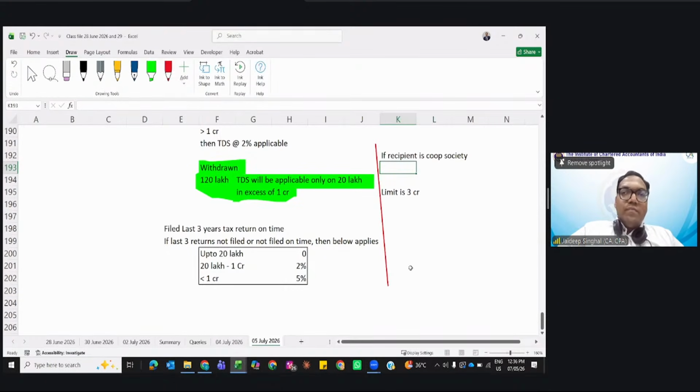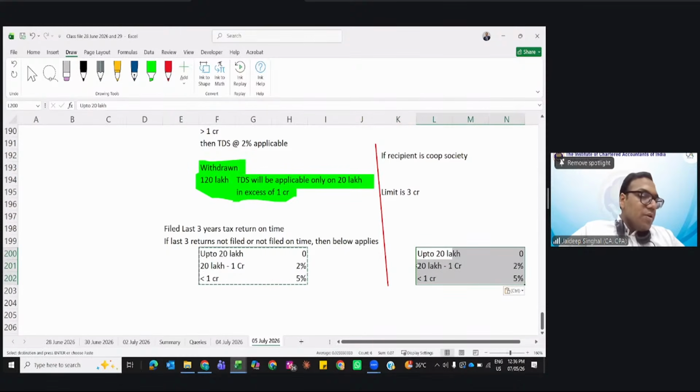And here it will be up to 20 lakhs, 0%. 20 lakhs to 3 CR, it will become 2%. And greater than 3 CR, it will become 5%. This will be the answer.